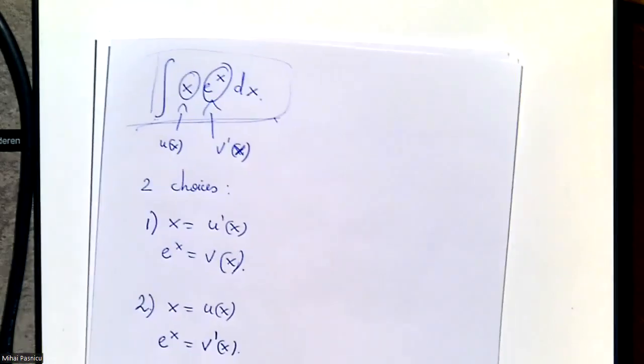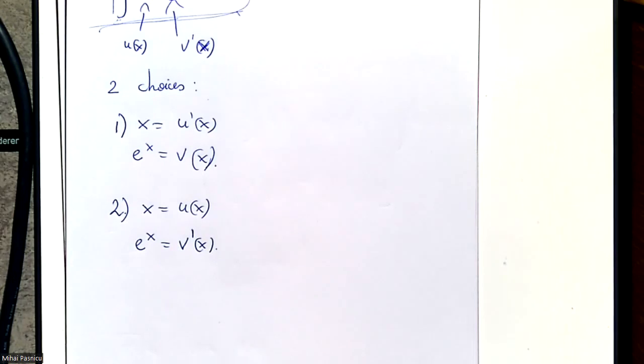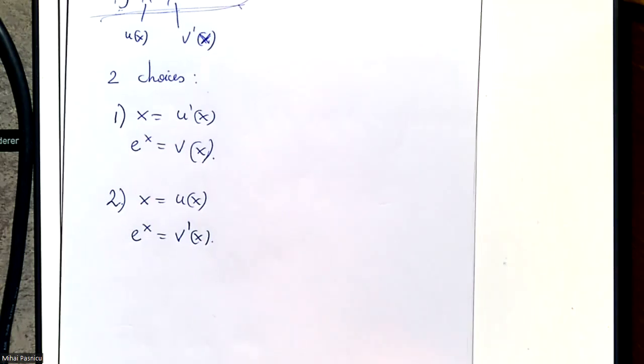Let me show you what I mean. Let's take the simple case, the one I know is going to give the result, and then I'm going to show you why the other case is bad. So you know when to stop, because that is a great risk when dealing with by parts. You just keep on going and never stop and never get the result.